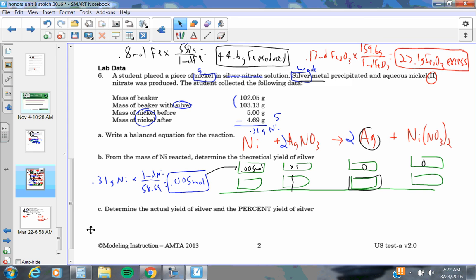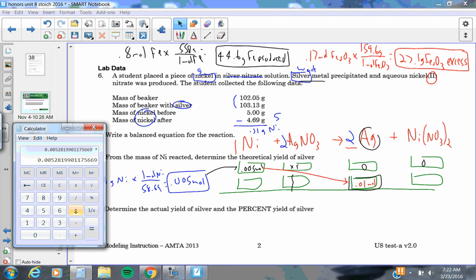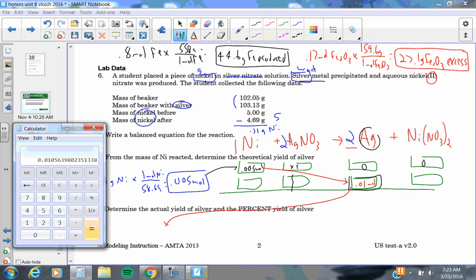So how much should we get? If you start with 0.005 of this, we got to figure out how much should we get. Check the mole ratio. 1 mole of nickel results in 2 moles of silver. That's a 2-to-1 ratio. So 0.005 would end up with 0.01 moles of silver, twice as much. I'm going to get that calculator back over here, times 2. When I look at that, once again I got 0.01, but it's 0.0105, and so there are extra digits there, and I'm going to just keep that in the calculator. Determine the actual yield. Wait, that's not where I need. First, I've got to figure out the actual. Then I'll do the percent.